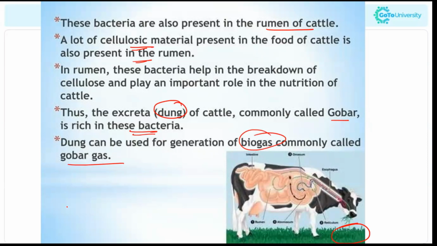Understood? So grass has cellulose, and this enters the gut or the rumen, and what happens there? It is digested and the methanogens release methane gas from this process. As a result, the dung will have the particular bacteria.